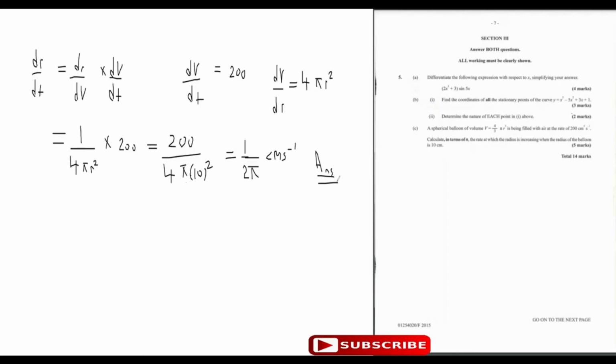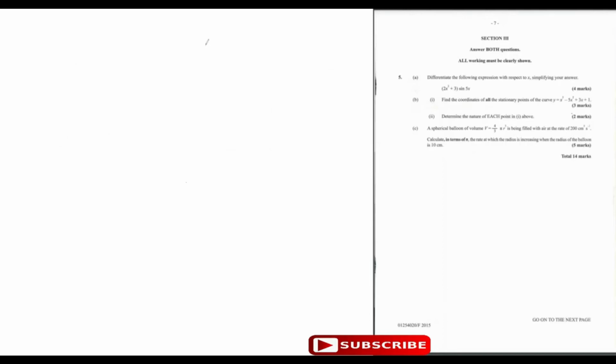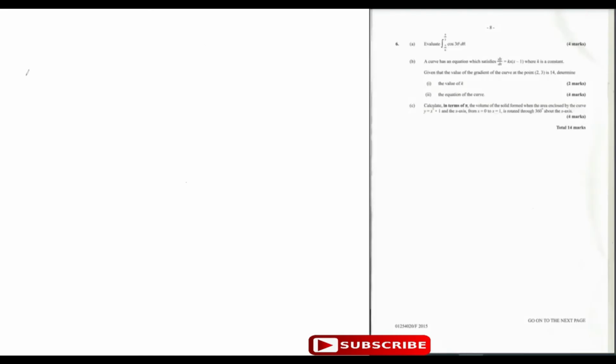Now we can go to integration. Now we're carrying out integration. We're asked to evaluate the integral from pi by 6 to pi by 3 of cos 3 theta d theta. This is what we're asked to evaluate. So we need to evaluate this integral.